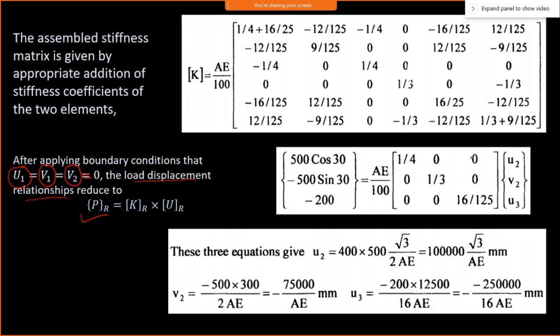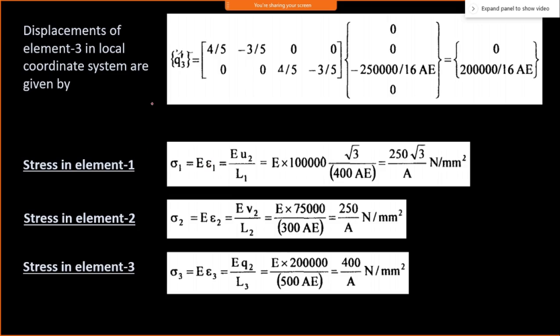Now we get a 3 by 3 matrix, and then we can go on determining the rest of the degrees of freedom, that is U2, V2. So we can substitute into this, and you will get the stresses. We can get the stress in element number 1 and the stress in element number 2.